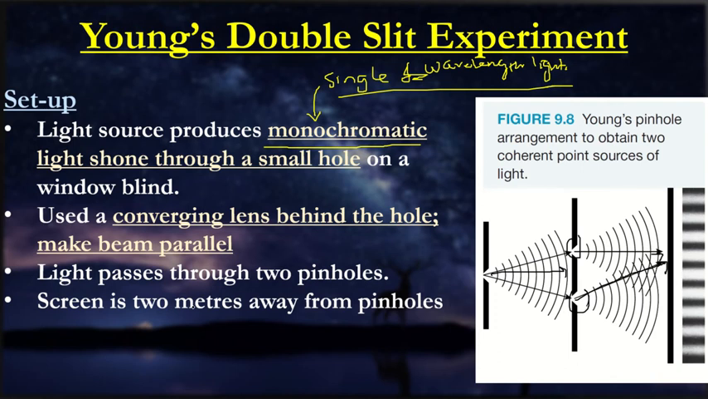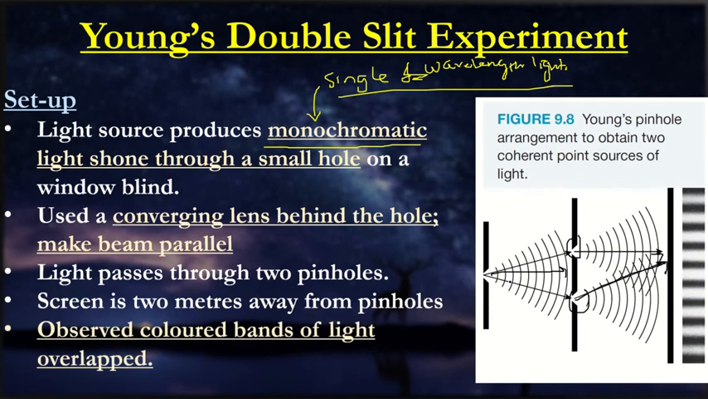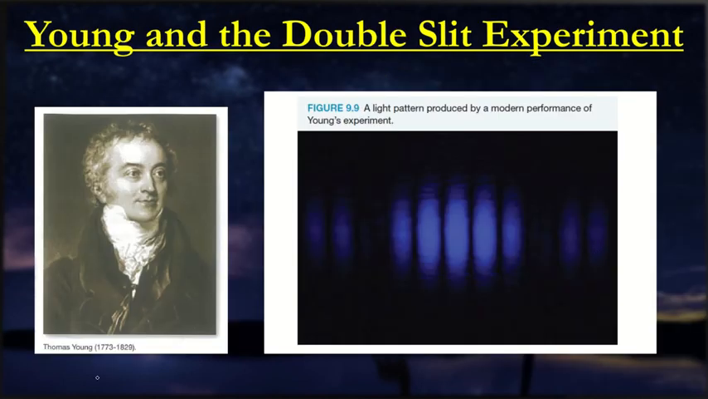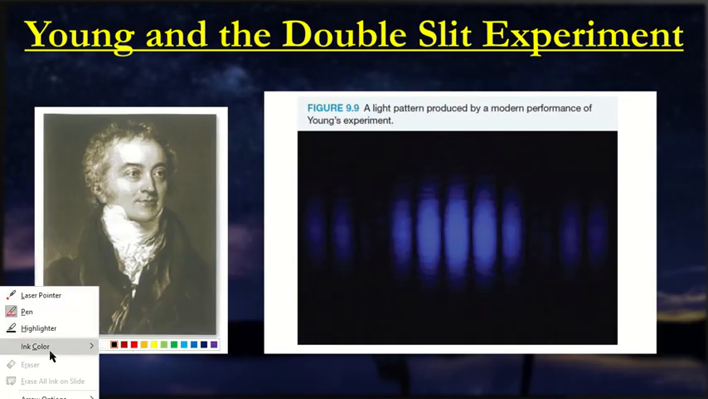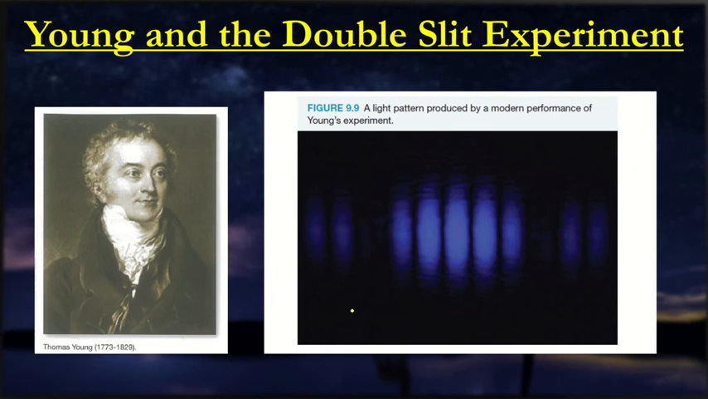Now, he initially had the screen about 2 meters away. The observed thing you see there is light being overlapped, and you see this kind of effect. This is like a modern day replication of his patterns, as you can see. The bright band here is what we call the center point.